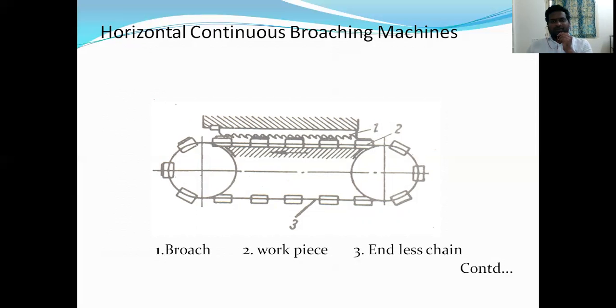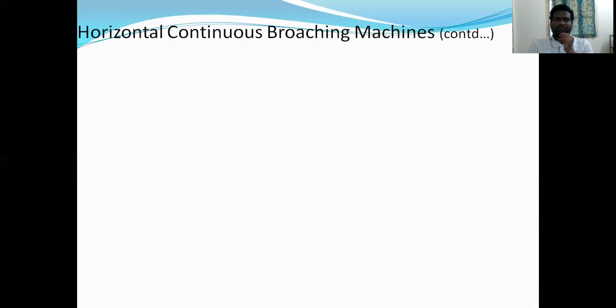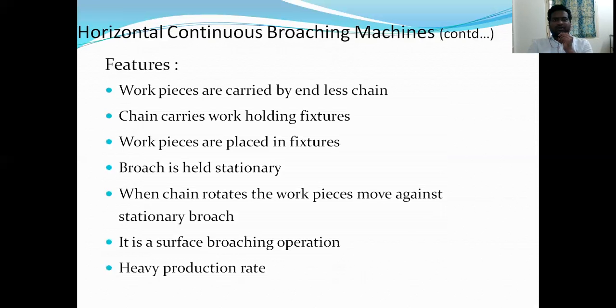If we want to do the machining operation, the rotation takes place. Due to this rotation, the workpieces move through that chain. The broach tool does the machining operation, and the material removal process is done. After that, we get the finished product, as observed in the diagram, right?